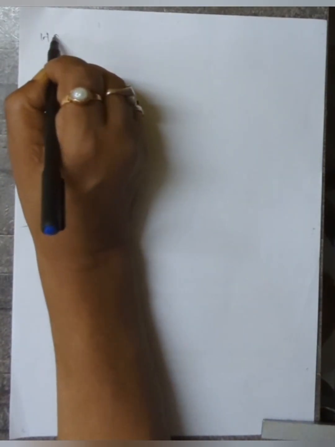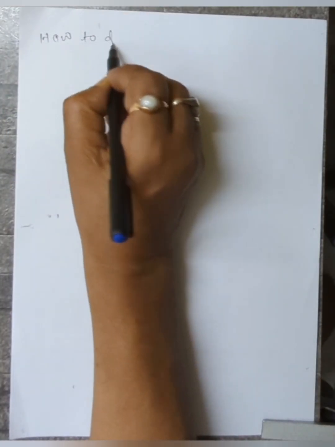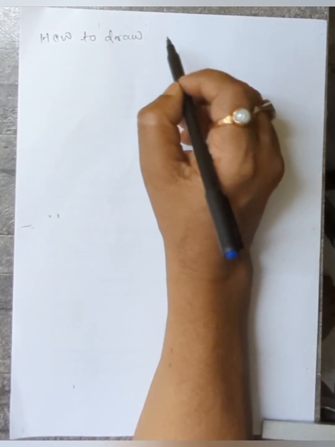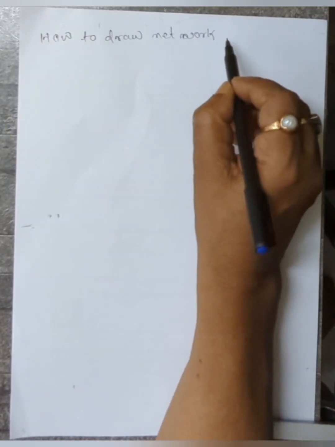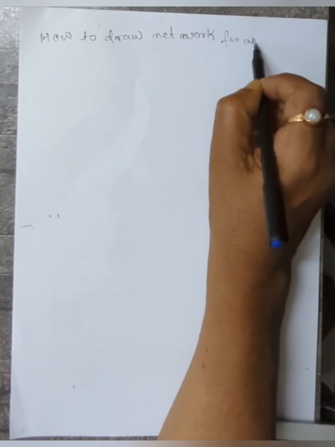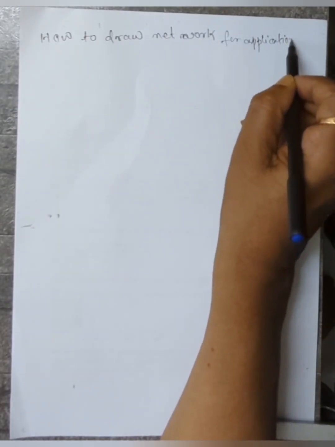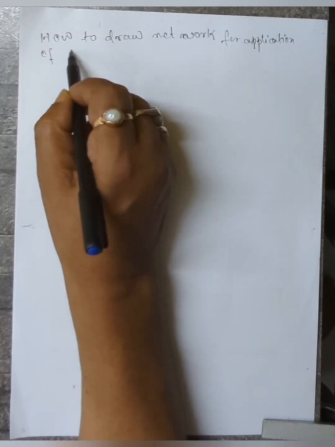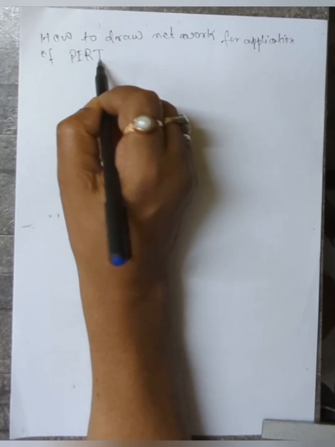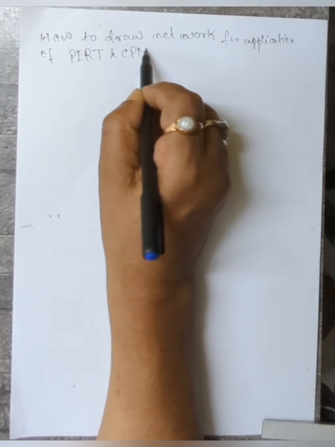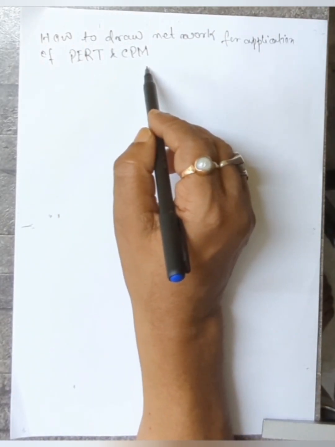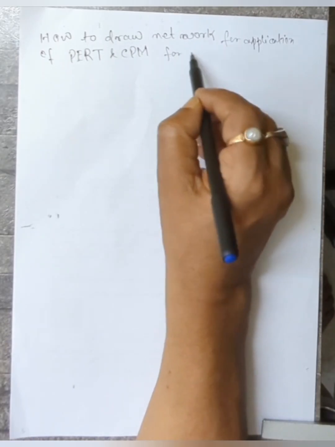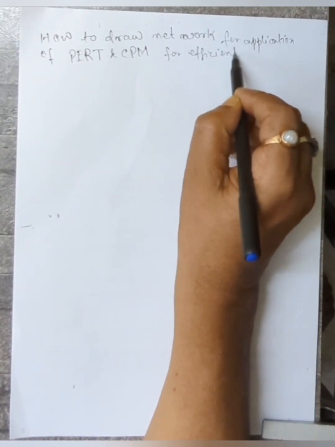How to draw network, how to draw network for application of PERT and CPM. PERT means project evaluation and review technique, critical path method for efficient project management.